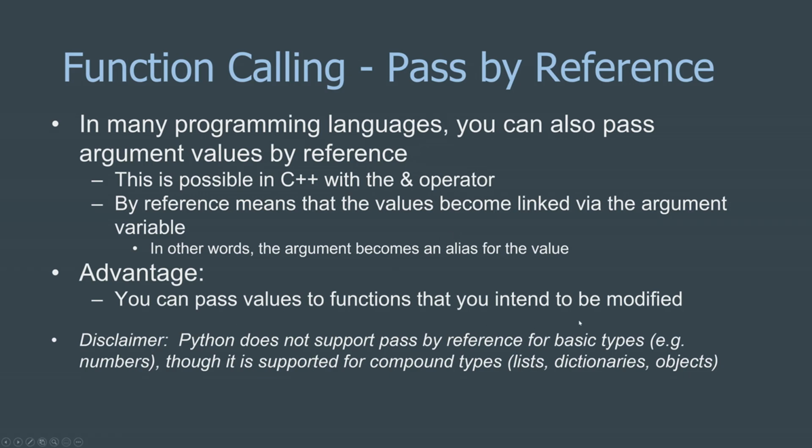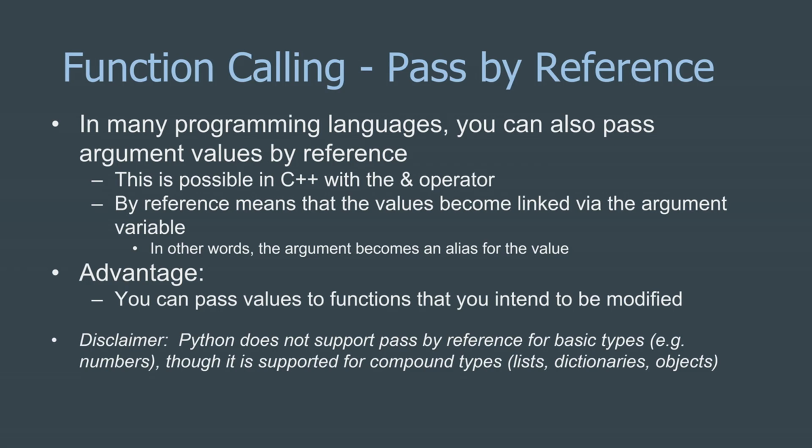So it is an advantage that you could theoretically have the function modify, but I will just say this is kind of the opposite, because the other pass by value slides said that the advantage was that it doesn't modify. There are no side effects of the function. This allows you to have side effects. So I guess this could be considered an advantage or a disadvantage depending on your point of view.